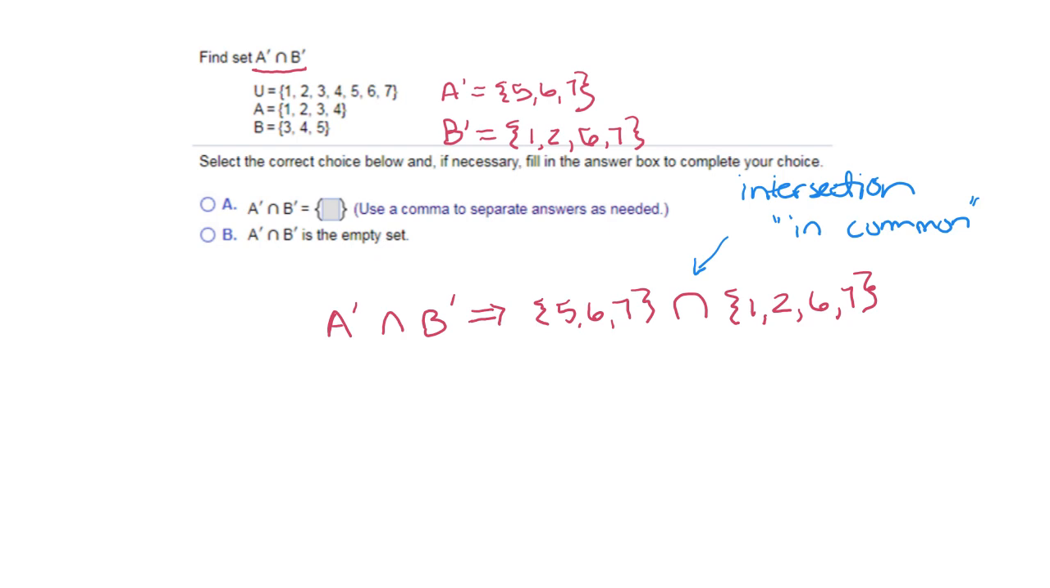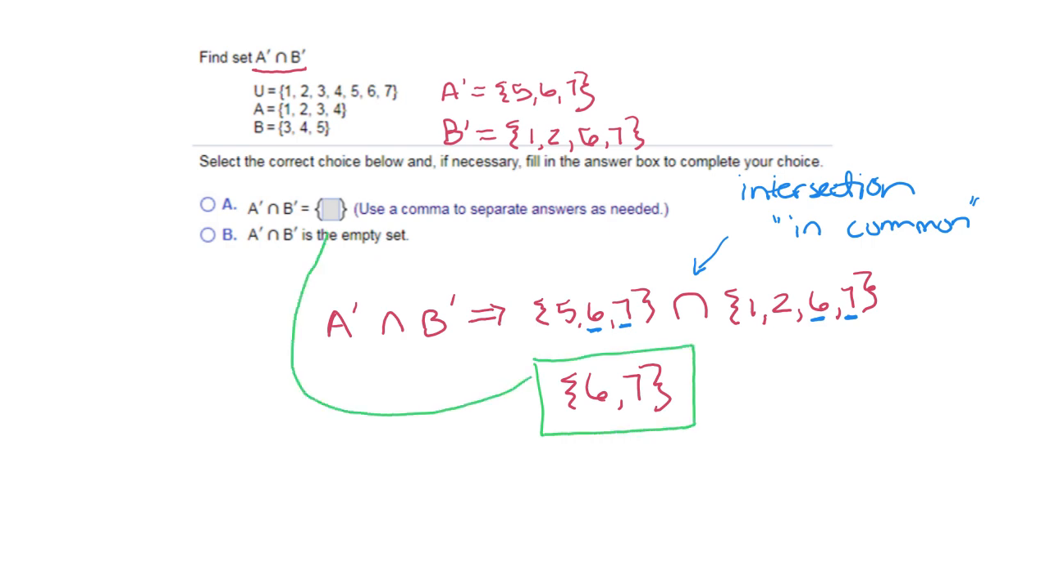All right, so if you take a look, it looks like we have the number 6 and the number 7 would be the common elements. So our final answer here would be the set that contains 6 and 7. This would be our final answer that you would insert into the answer box as we select option A.